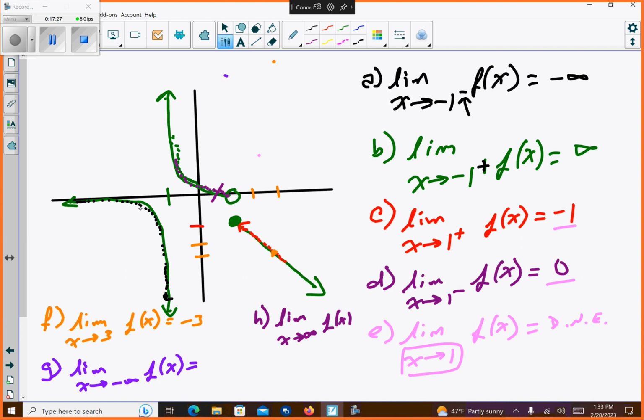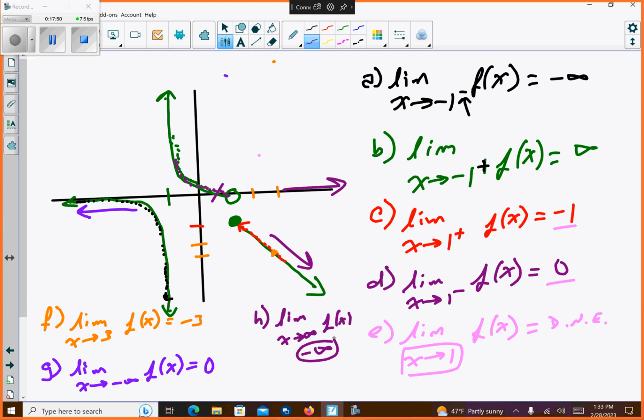And last color, purple. As I go to negative infinity, where does this appear to be going in the y direction? 0. 0 is correct, the x-axis. And last one, as I go to the right this way, where does this line appear to be going in the y direction?